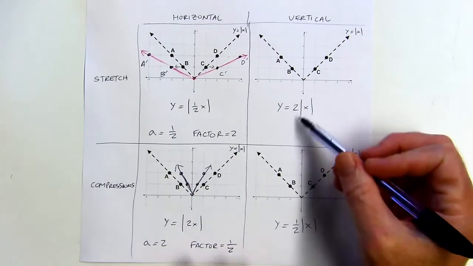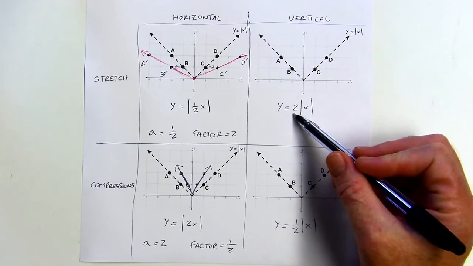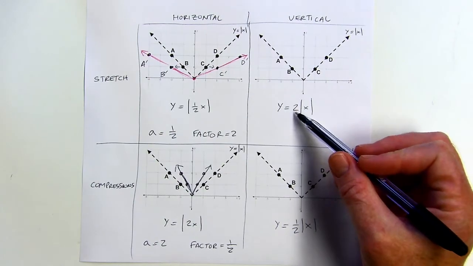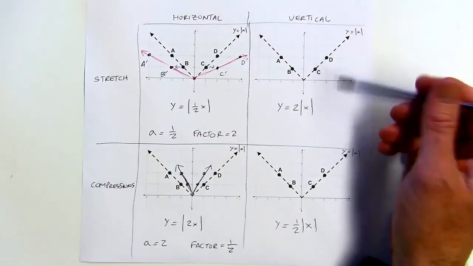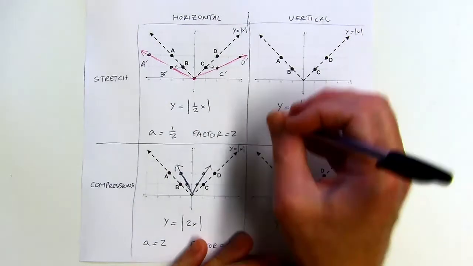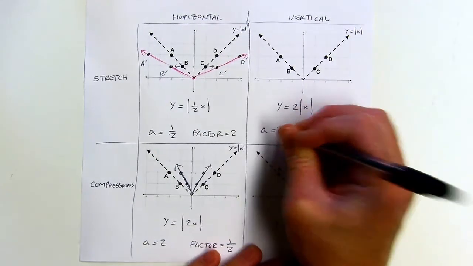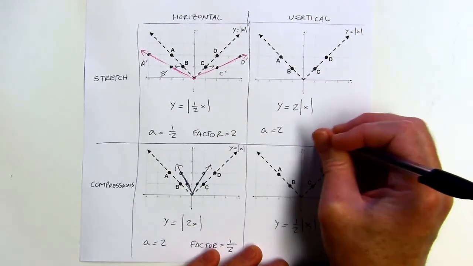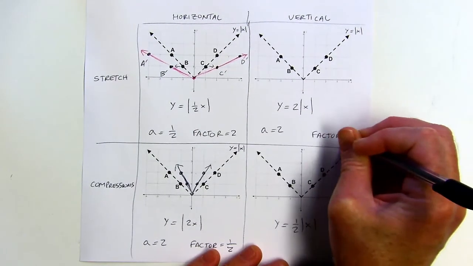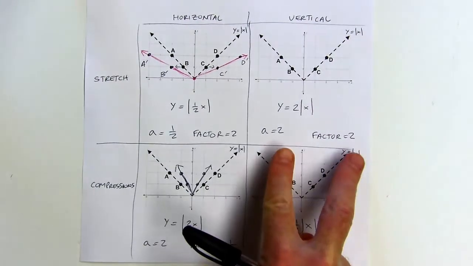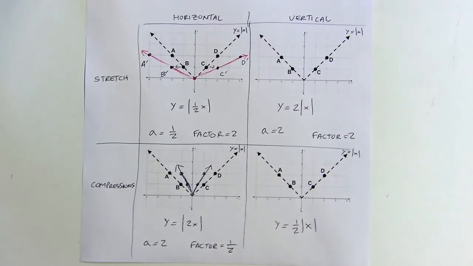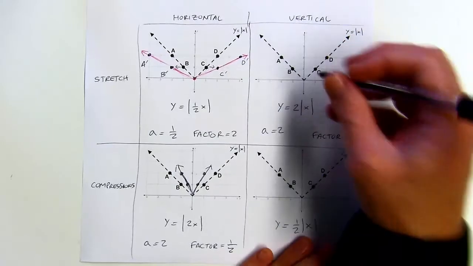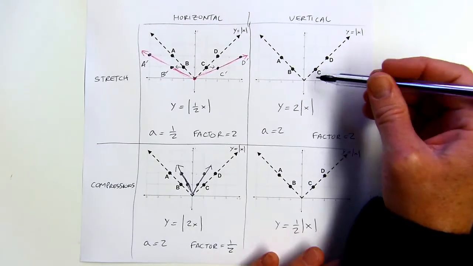Okay, so multiplying on the outside, vertical change. The 2 would make it narrower, so to get a narrower V here, it would have to be a vertical stretch. Okay, so in this one, A is going to be 2, and then the factor is also 2. So again, it's confusing because you don't take the reciprocal with the vertical ones, but you do with the horizontal ones. All right, so these points, when we're moving vertically, that means these points can only move up or down.